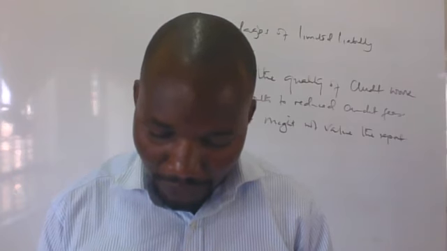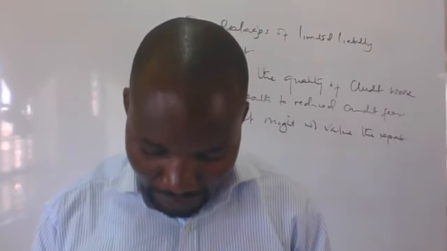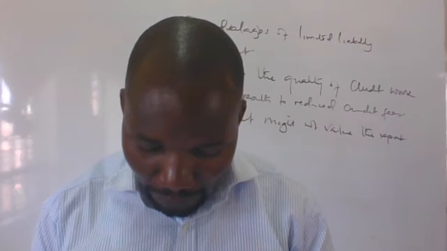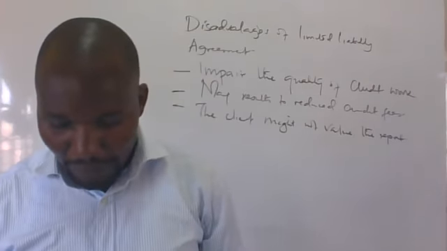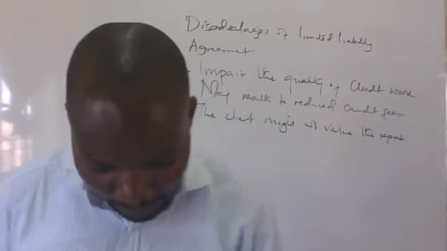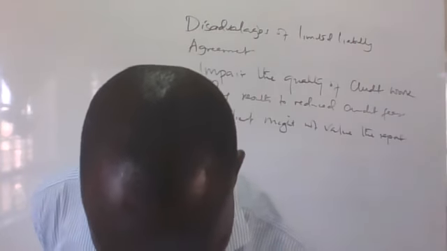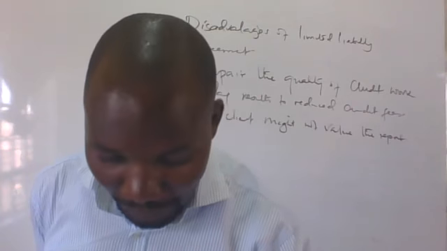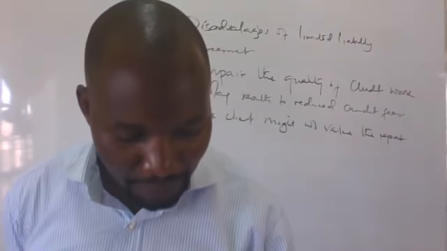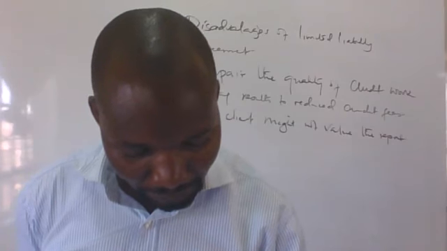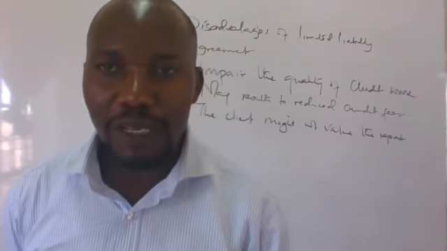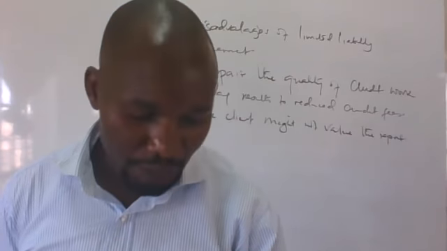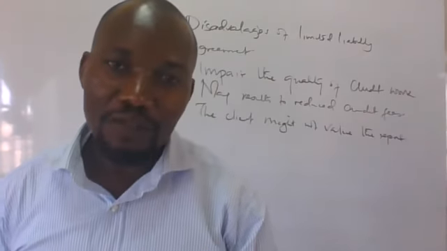Then the second question: outline 4 arguments in favor of professional indemnity insurance to auditors. So what are some of the arguments that you need to argue in favor of indemnity? We talked about professional indemnity. What are the advantages of professional indemnity insurance, where you take insurance to protect you? Where there is a large claim, the insurance can be able to pay.